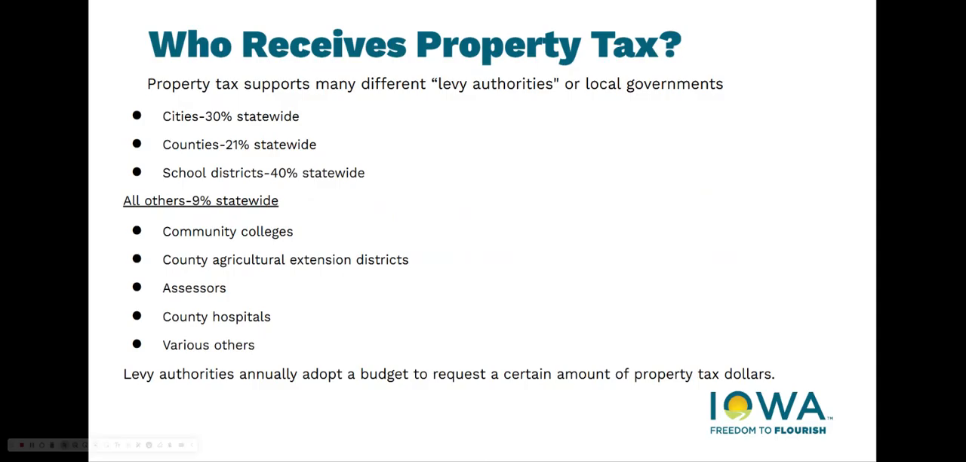There are other local governments that receive property tax support. They include community colleges, county agricultural extension districts, city and county assessors, county hospitals in various counties, and others such as townships and local government special purpose districts. These other types of levy authorities make up around 9% of that total statewide property tax asking. So again, cities, counties, and schools make up the vast majority of what is levied and generated within our state. In order to receive property tax dollars, these local governments have to annually adopt a budget and request a certain amount of property tax dollars.